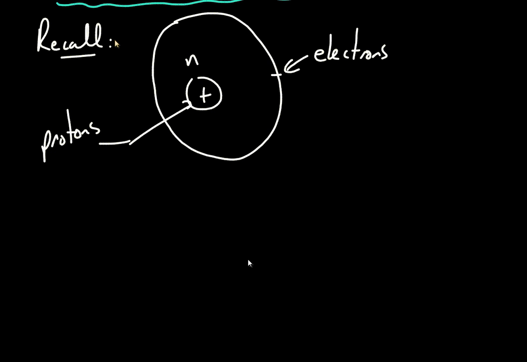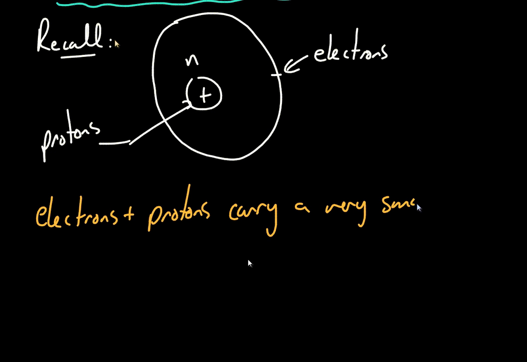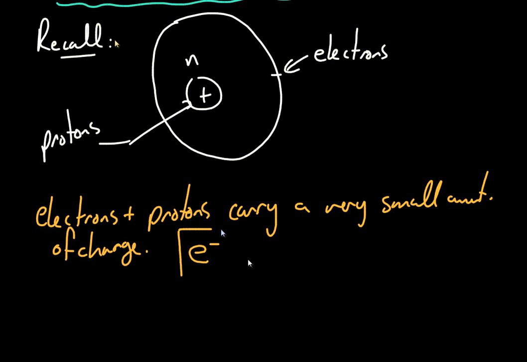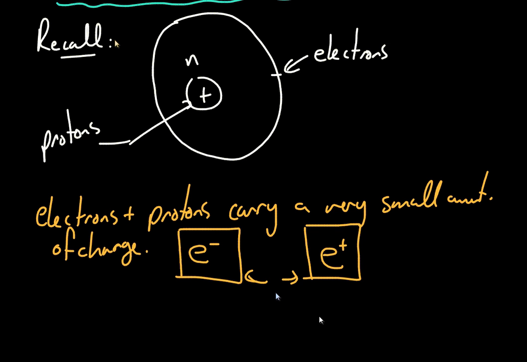Now, electrons and protons carry a very small amount of charge. What that charge is called is the elementary charge. When we write it as E negative, we mean negative elementary charge. When we write it as E positive, we mean a positive amount of that charge.